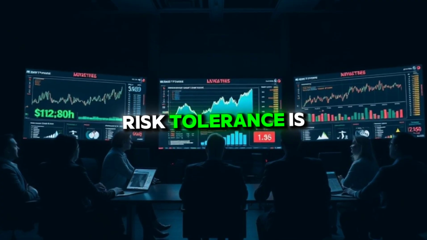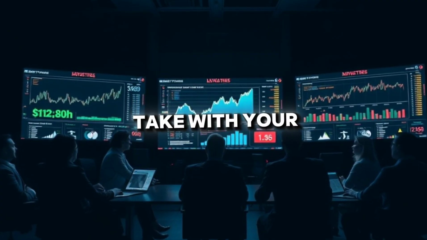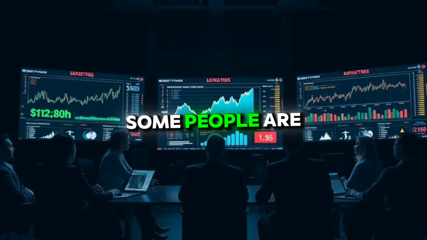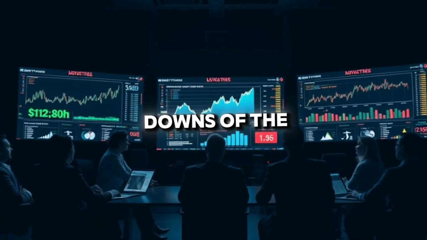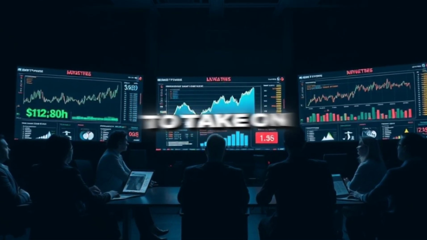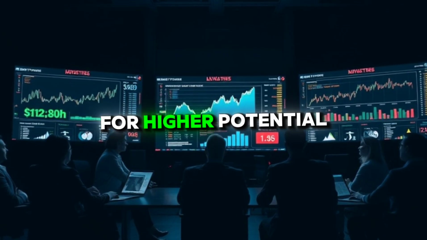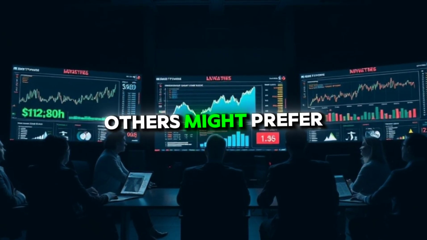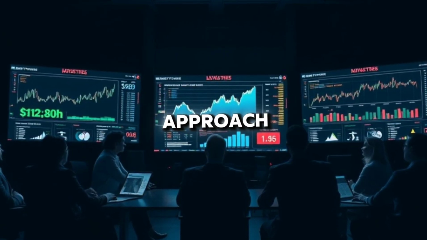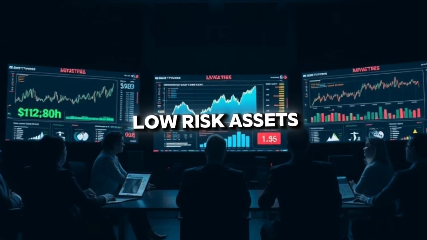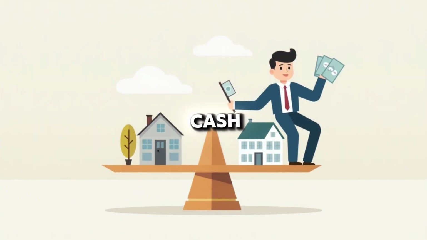Risk tolerance is how much risk you're willing to take with your investments. Some people are comfortable with the ups and downs of the stock market and are willing to take on more risk for higher potential returns. Others might prefer a more conservative approach, focusing on stable, low-risk assets like bonds and cash.